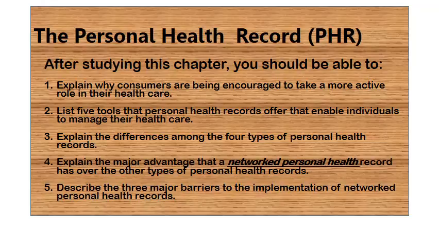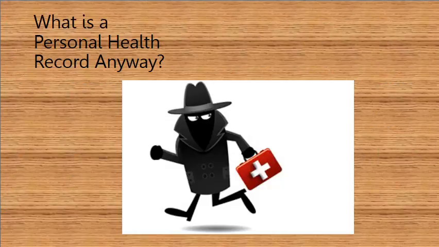Explain the differences among the 4 types of personal health records. Explain the major advantage that a networked personal health record has over the other types of personal health records. Describe the 3 major barriers to the implementation of networked personal health records. What is a personal health record anyway?